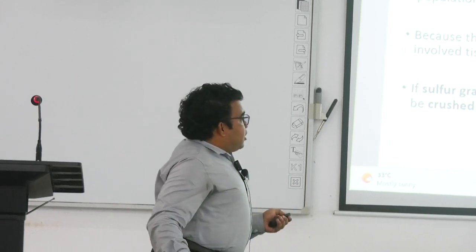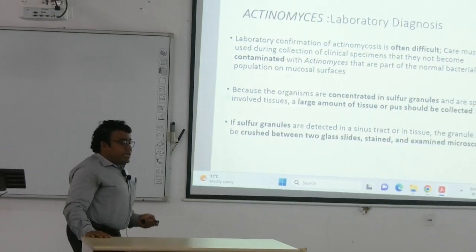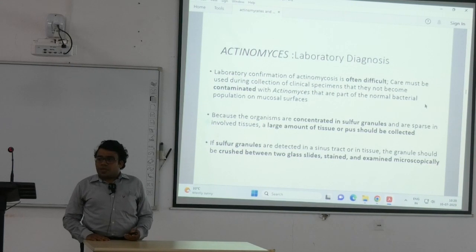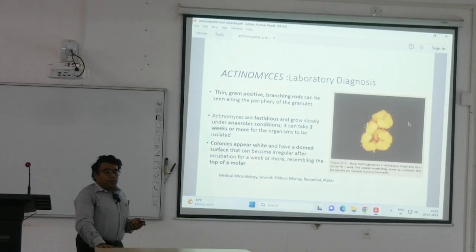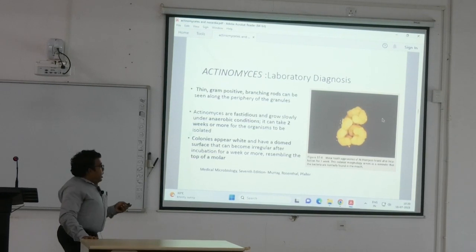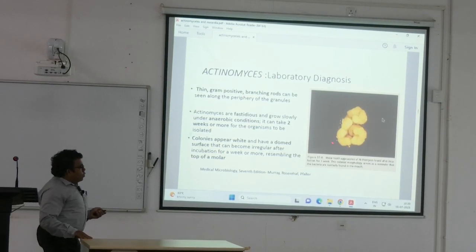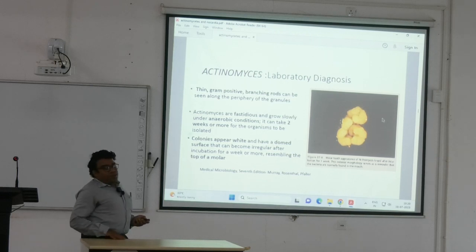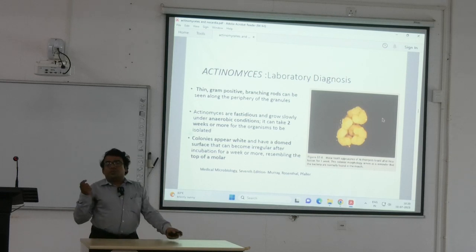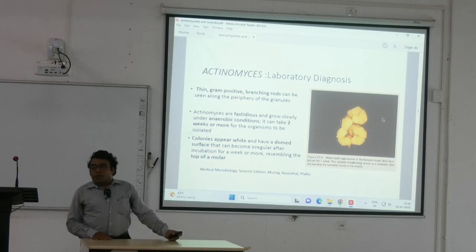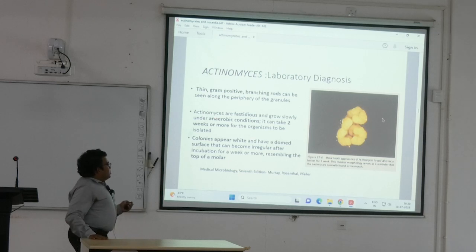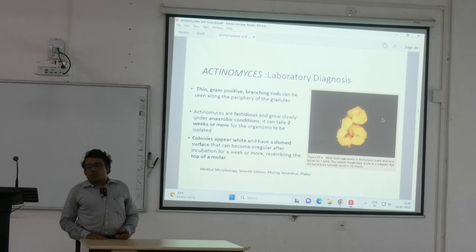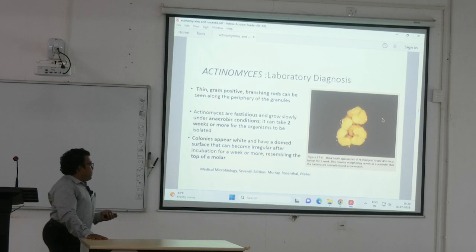Now, these sulfur granules, if they are obtained, can be crushed between two glass slides and stained, and they can also be cultured. On staining, we will see gram-positive branching rods, and on culture, we will see a growth like this. This type of growth is also known as molar tooth appearance. It almost resembles the molar tooth of human beings. Now these organisms grow under anaerobic conditions and they are very slow growing, taking roundabout 2 weeks to grow.